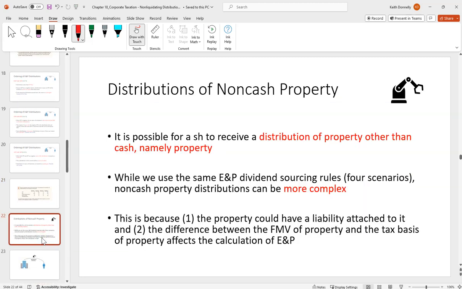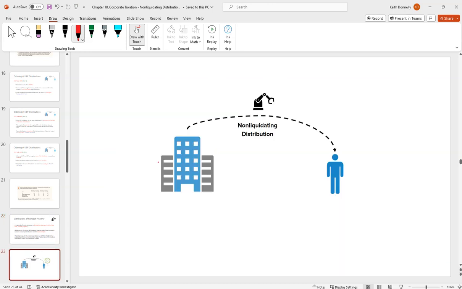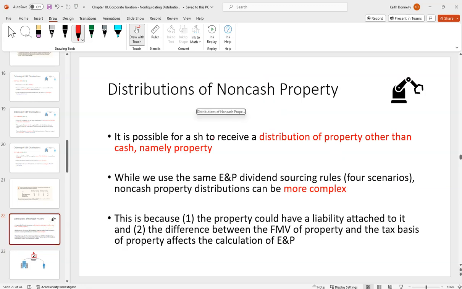Now we're going to build off that framework. Instead of the corporation giving pure cash, they're going to give non-cash property, like a machine or equipment, to the shareholder in a non-liquidating distribution. So this gets messy. It's a little bit more complicated whenever you have property, something other than cash.